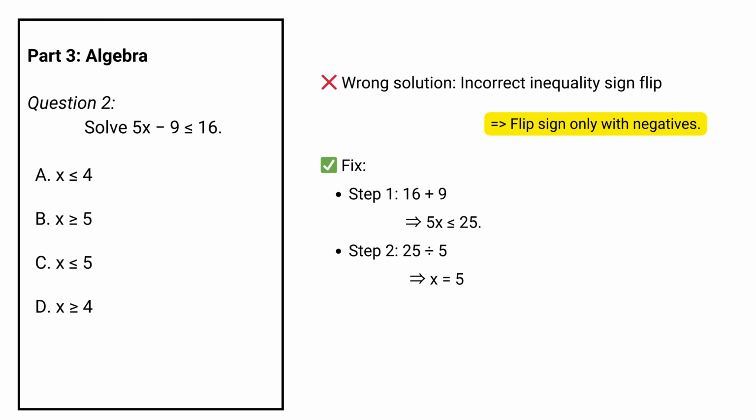Step 1. Add 9 to both sides. That gives 5x is less than or equal to 25. Step 2. Divide both sides by 5. That leaves x less than or equal to 5. The correct answer is C, x less than or equal to 5.